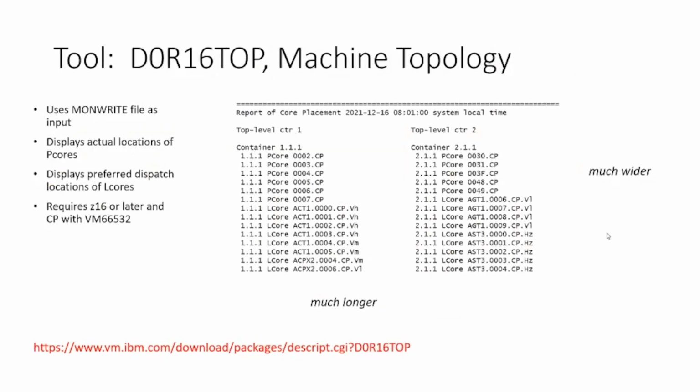If you have a Z16, there's a tool out there called D0R16 Top, which portrays the machine topology. The MONWRITE data on the Z16 has been upgraded to show you where all the partitions are placed in the physical topology. You get a MONWRITE file, you run it through this tool, D0R16 Top, and it'll show you where all the physical cores are in the machine and where all the LPARs are homed in the machine. This is a good tool to use to see what we mean when we say that Prism places partitions so that they don't collide with one another in the topology, and if you run on your entitled cores, how much better life can be for you. So you need a Z16 and you need 66532 to get that.